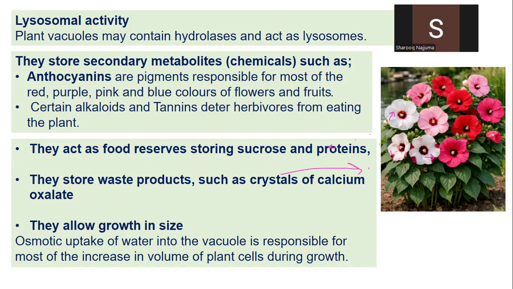They store waste products. You will not find plants excreting, they don't have a kidney, a plant doesn't go and ease itself. So where do they store their waste products? Most of the time, their waste products are stored in those vacuoles. Like here, they're giving us a waste product known as calcium oxalate. It will be stored in a vacuole.